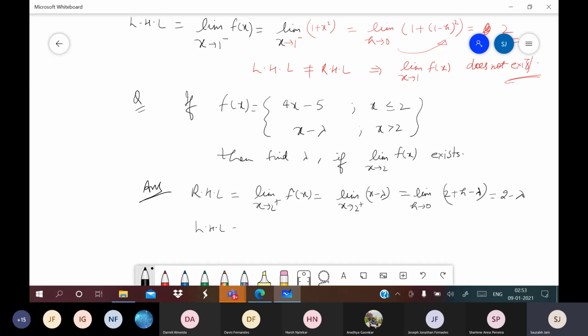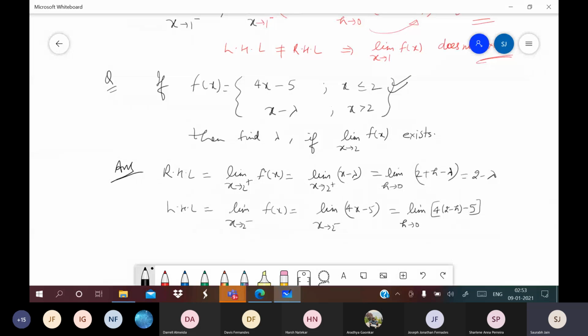Now you find LHL. This is limit x tends to 2 minus f(x). As you can see from the function, you will be using the upper branch, because you read f(x) as 4x minus 5 when x is less than or equal to 2. So from here we replace x by 2 minus h. As I'm saying again and again, generally these questions are value putting kind of questions. You can put h as 0 directly. You will get 3.